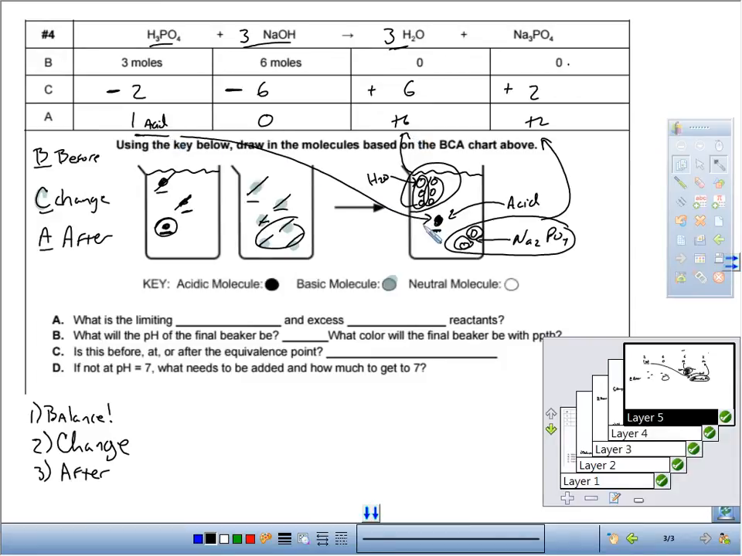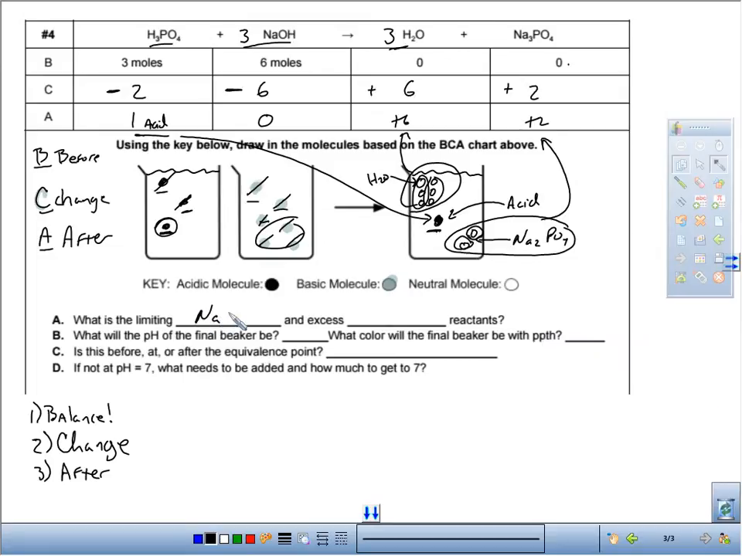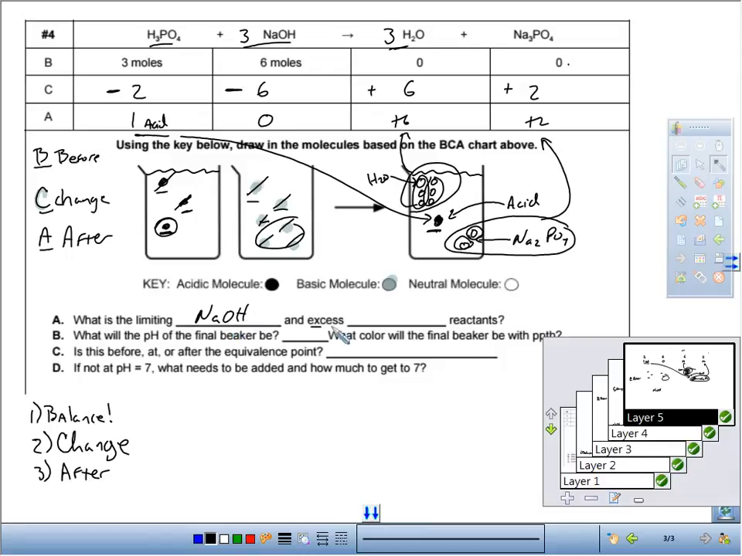Okay, now let's see if we can answer the questions. Limiting. Okay, I have more acid than I have base. The base has all been used up. In this case, the NaOH is the limiting reactant. You look at what you have left over. What's the leftover excess? It's the acid right there. What will the pH be in the beaker? Well, this is neutral. This is neutral. There's my acid. The pH will be less than 7.